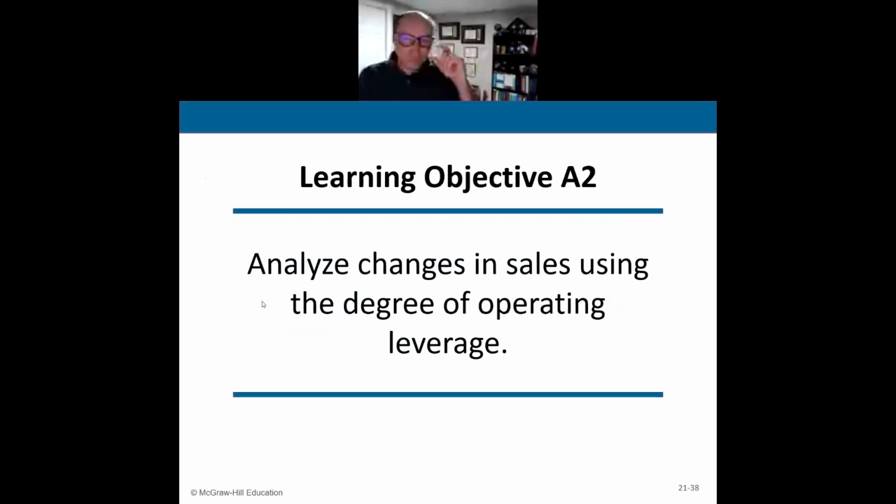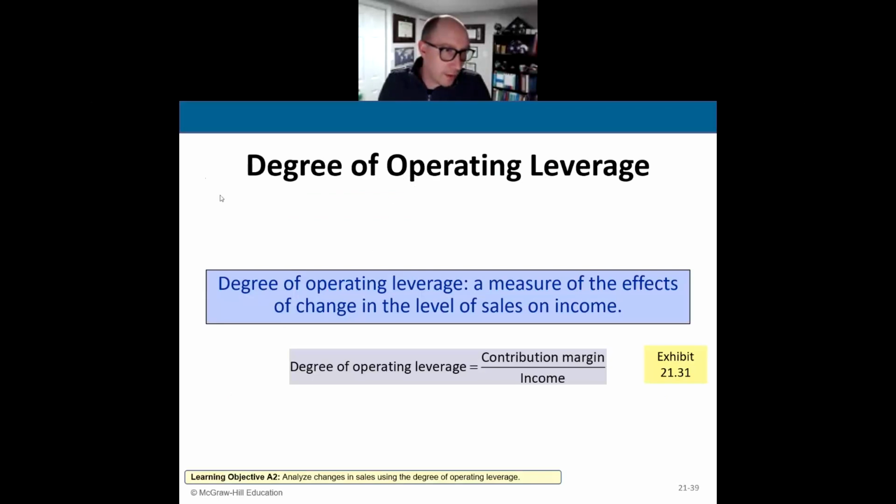And then as sales change, because we know that sales go up and down on a monthly basis, we oftentimes calculate what we call the degree of operating leverage. The degree of operating leverage is a measure of the effects of the change in levels of sales. I'm trying to understand the impact on our income. So to calculate it, we take the contribution margin and divide by income. That gives me the degree of operating leverage.